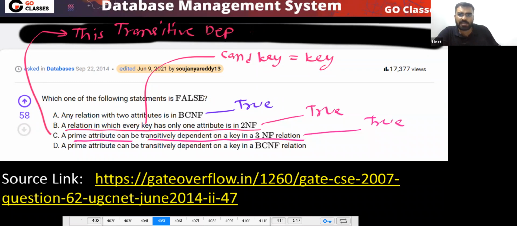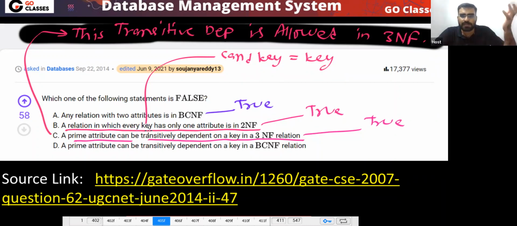This transitive dependency is allowed in 3NF. At this point, can you notice? Now, can you notice those concepts like "3NF does not have transitive dependency" are wrong? This GATE question is saying that those concepts are wrong. Please read this question and tell me. Those concepts are wrong, right?